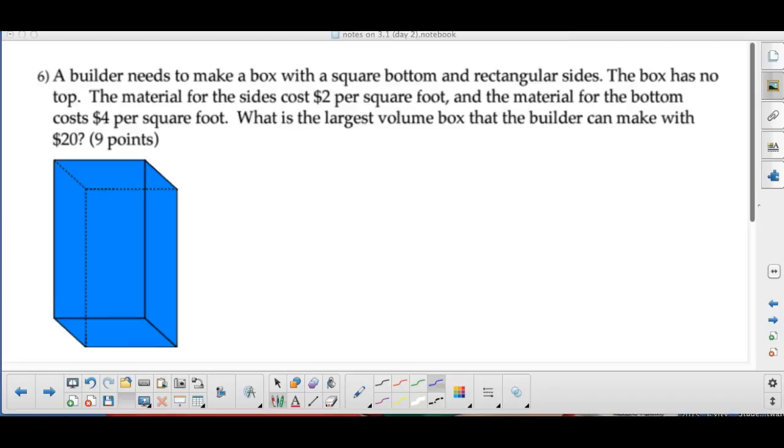Let's take a look at this problem that was on your test last week. A builder needs to make a box with a square bottom and rectangular sides. The box has no top. The material for the sides will cost $2 per square foot.